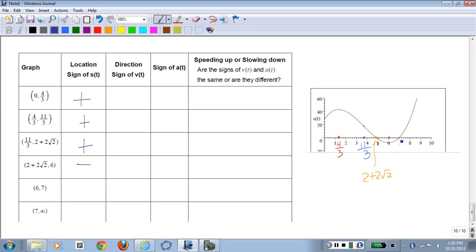And between 6 and 7, it is still below the x-axis. And when it gets to 7, it is above the x-axis, and it's above the x-axis from that point on. So that's what that column tells us. The plus is above the x-axis, the positive side of the origin; minus is below the x-axis, the negative side of the origin. Direction.